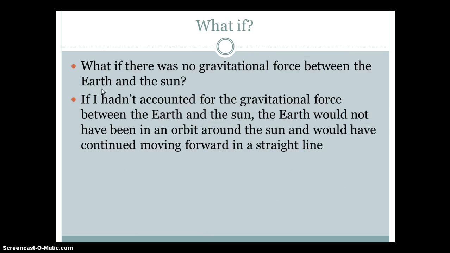My second what-if question was, what if there was no gravitational force between the Earth and the Sun? Well, since the orbit of the Earth is caused by the gravitational pull of the Sun and the Earth's velocity being at a right angle to it, the Earth would have continued forwards in a straight line if that gravitational pull was eliminated, rather than the Earth going in an orbit around the Sun.